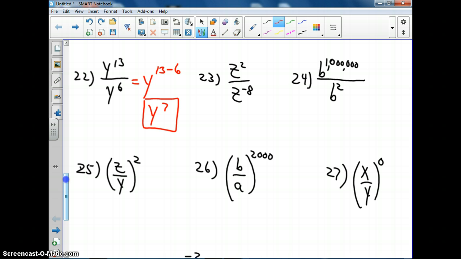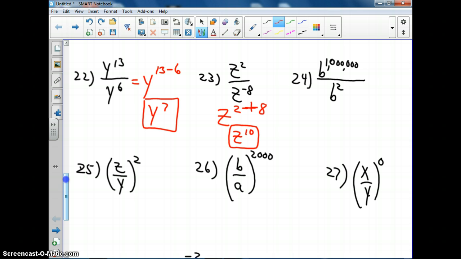Okay, can you also do that with negative numbers? The answer is yes. So this would be z to the 2 minus negative 8, right? Which is 2 plus 8, which is 10. This would become z to the 10 is the answer, right there. Okay, very good, that's right.